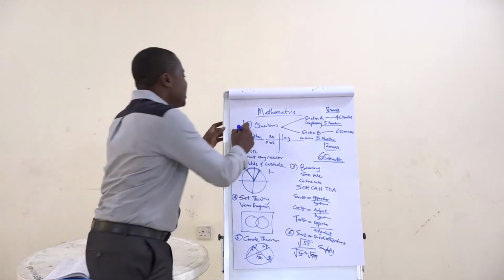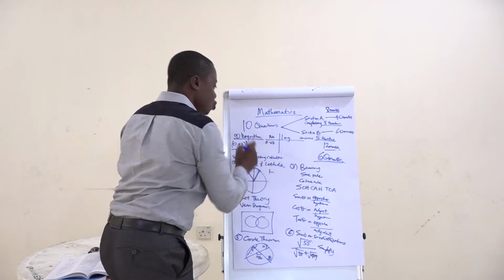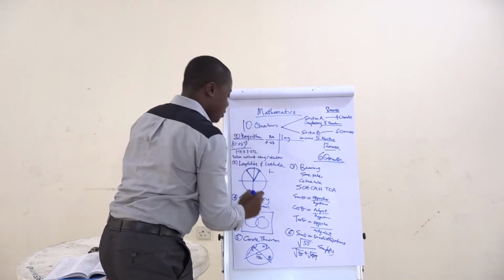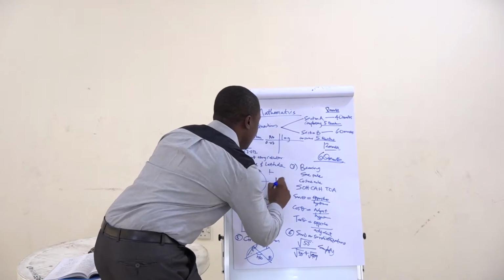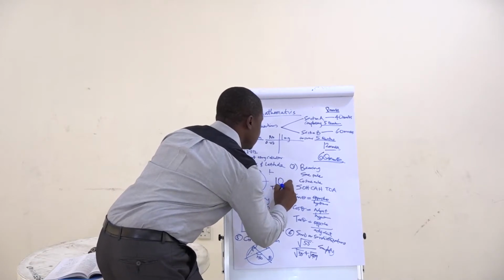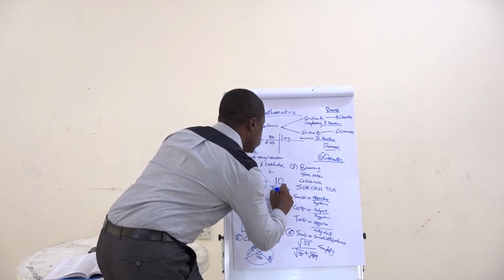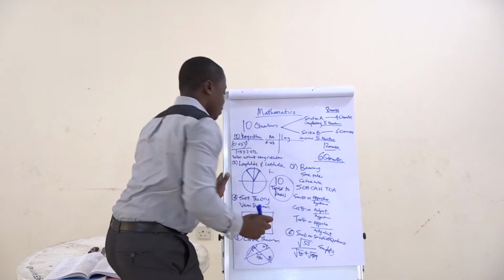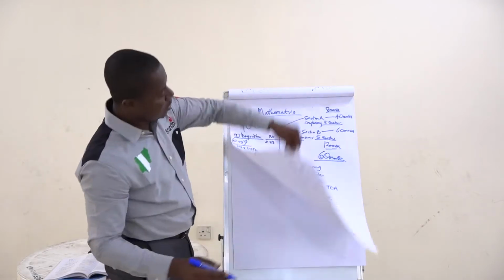So, I'm about 10 topics to know. 10 topics to know. So we are at number 6 now. Let's go to number 7.